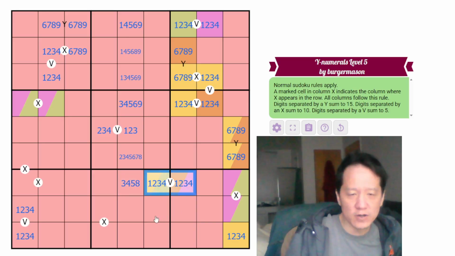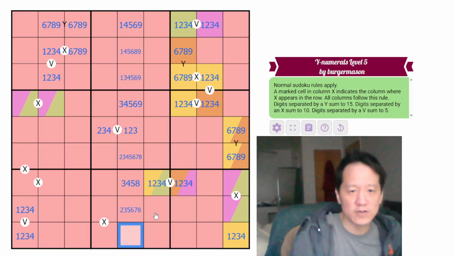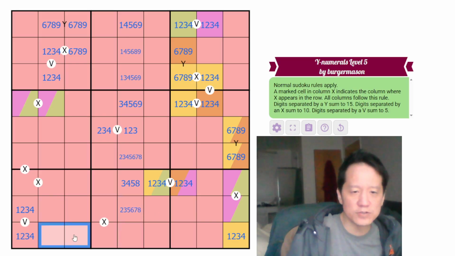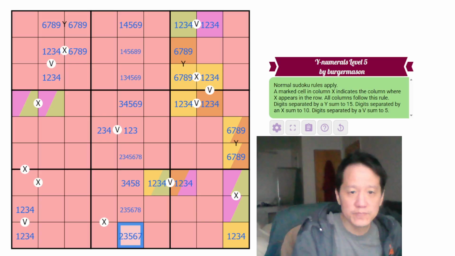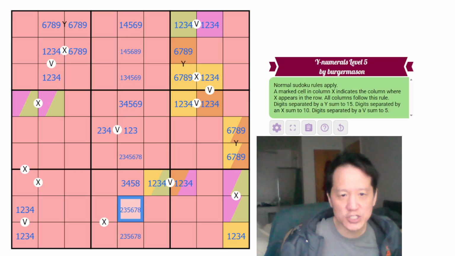This cannot be here. This is 2, 3, 5, 6, 7, 8. And this is also 2, 3, 5, 6, 7, 8. Okay, does that really tell us much? Not particularly. Hmm.